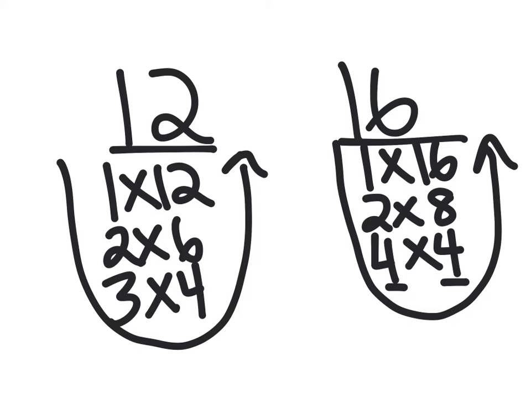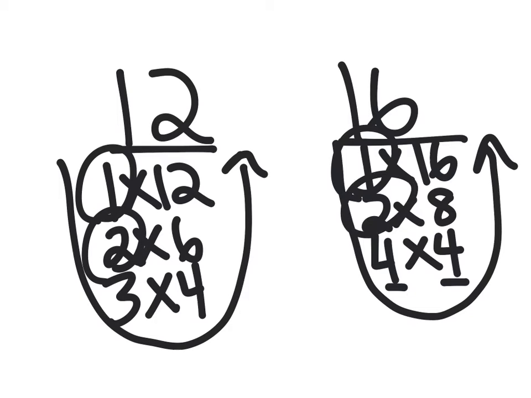So normally when I'm teaching this to my students, I just tell mine, hey, let's go find them and let's circle the common factors. Well, common means they're the same, they share it. And so I'm going to circle 1. They both have 1. They both have 2. They both have 4.